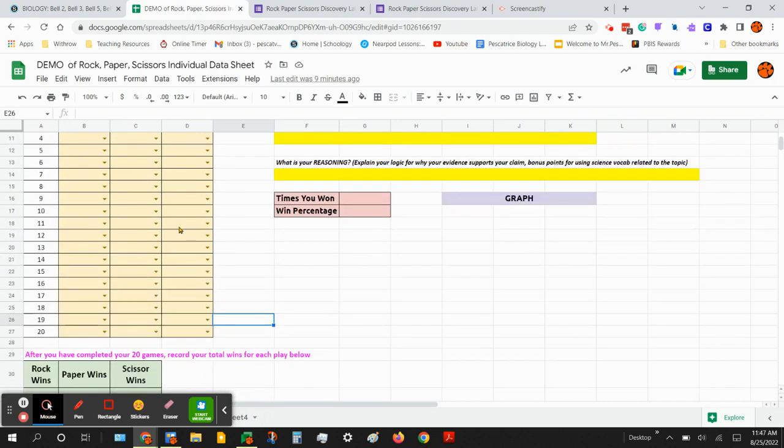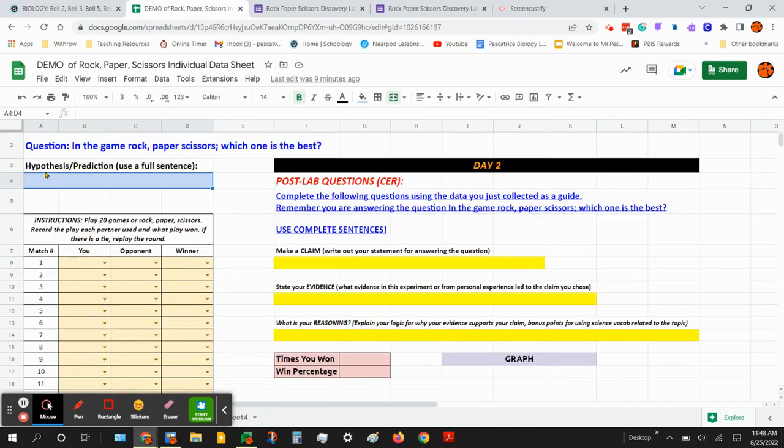So what we're going to start first is you always start with the hypothesis. So the hypothesis or prediction that answers the question above. The question is, in the game of rock, paper, scissors, which one is the best? That's what we're doing. Is it going to be rock, paper, or scissors? What is the best one to play?